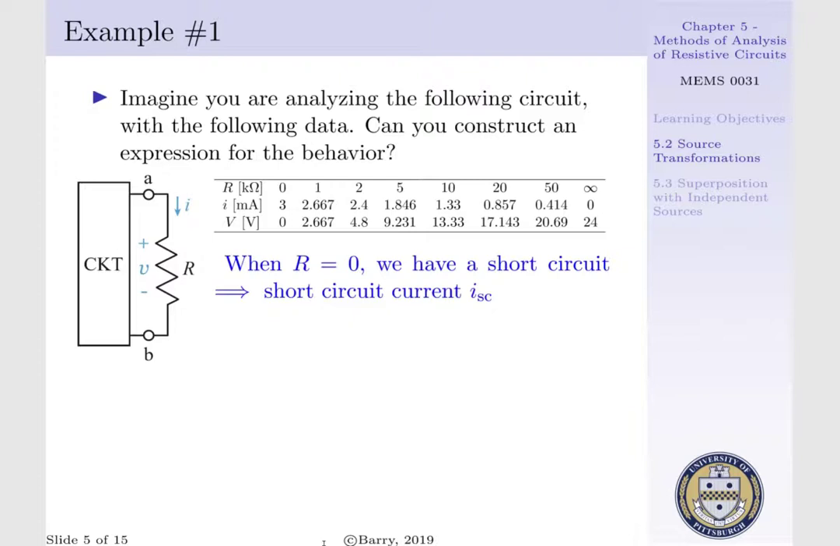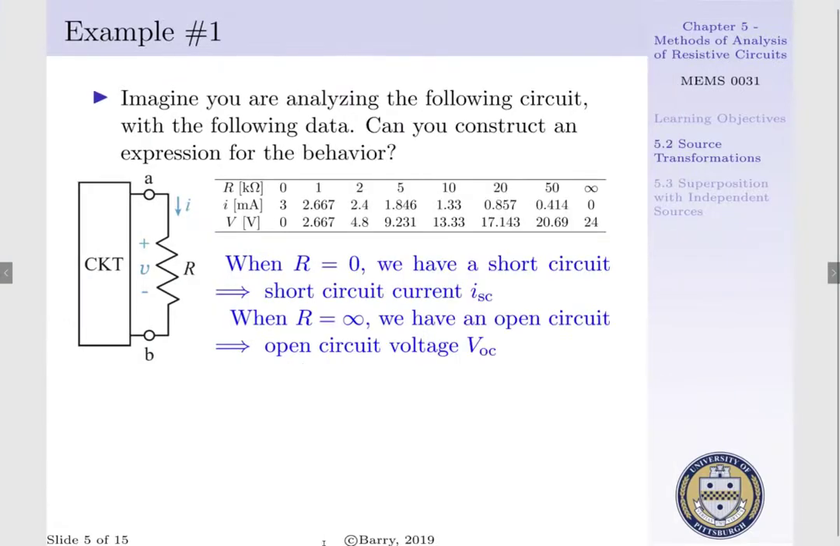Now, as our resistance tends to infinity, what we notice is our current is going to tend to 0, and our voltage potential is going to reach a maximum. That is, when R is equal to infinity, we have our open circuit voltage. That is, our circuit is connected to terminals A and B, and no current is running through our resistor, such that it appears to be connected to nothing. Our open circuit voltage is designated as V sub OC.